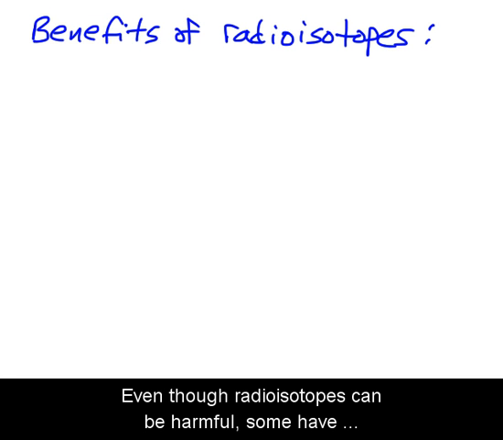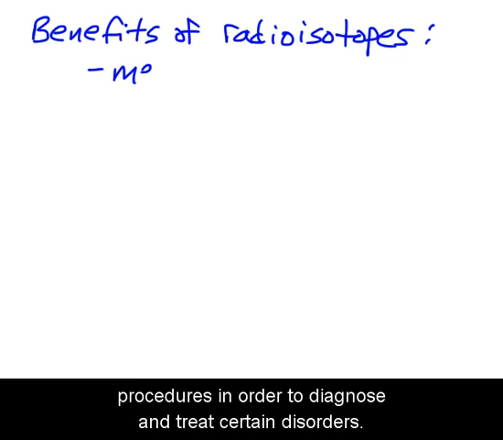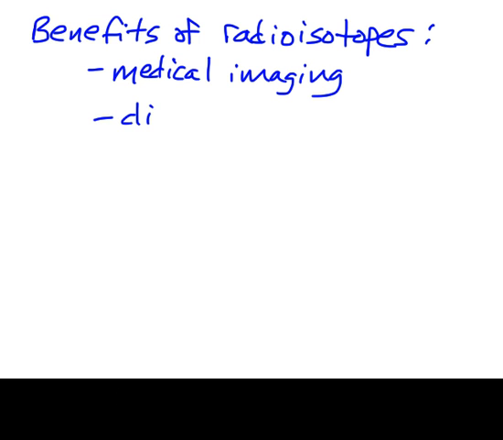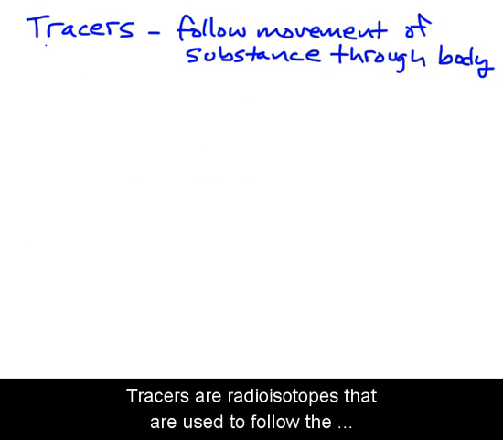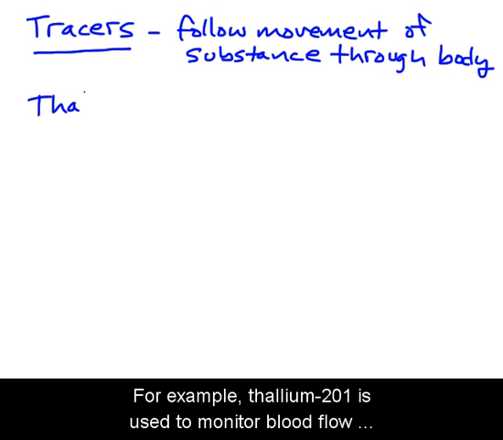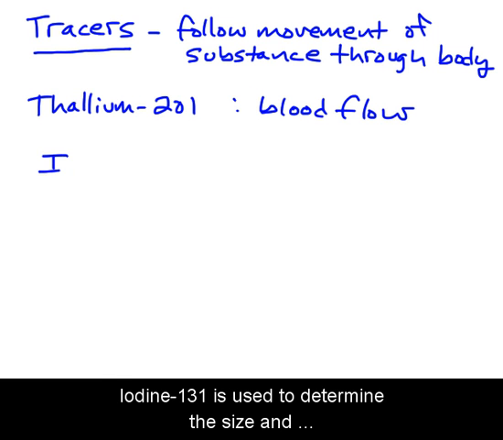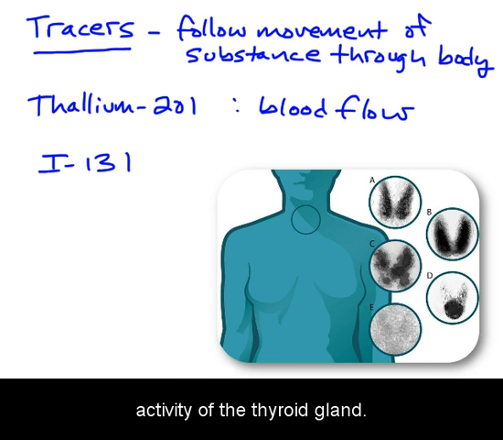Even though radioisotopes can be harmful, some have benefits and are often used during medical imaging procedures in order to diagnose and treat certain disorders. Tracers are radioisotopes that are used to follow the movement of a specific substance through the body. For example, thallium-201 is used to monitor blood flow through the heart during an exercise stress test, and iodine-131 is used to determine the size and activity of the thyroid gland.